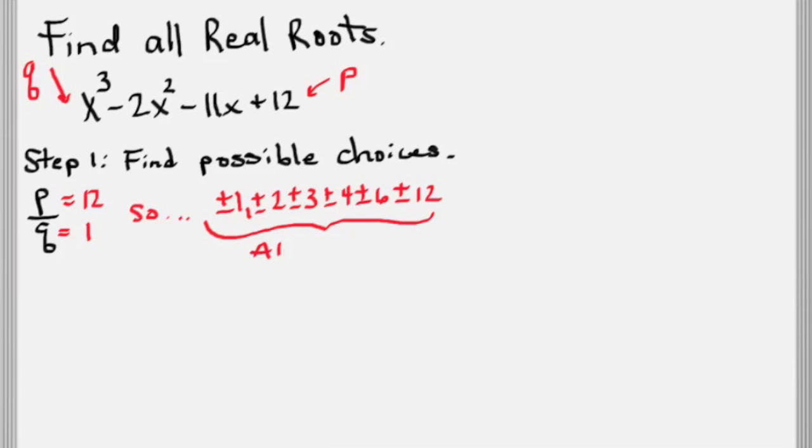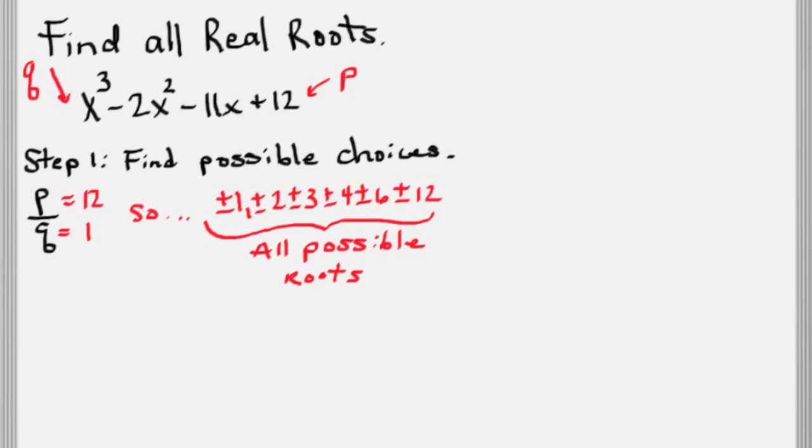Okay, so this is what it looks like. We have a possibility of taking all the different factors of 12. That's easy. So it's just 1 plus or minus 1, plus or minus 2, plus or minus 3, plus or minus 4, plus or minus 6, and plus or minus 12.